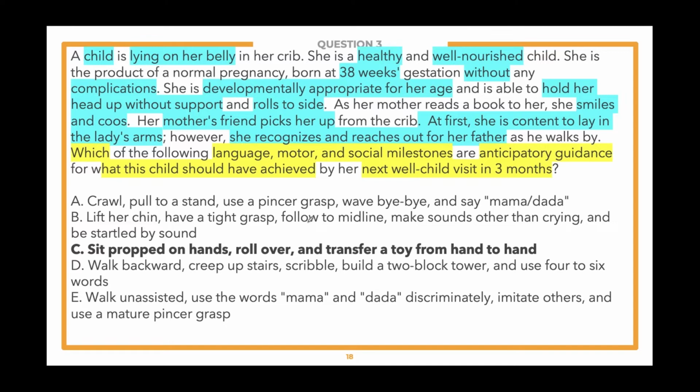Answer choice B, this is something that you would expect at 1 month, so very early on in life, lifting the chin, following to midline, startled by sound. And answer choice A is what you'd expect at 9 months. So the best answer choice here, like you guys selected, is C.